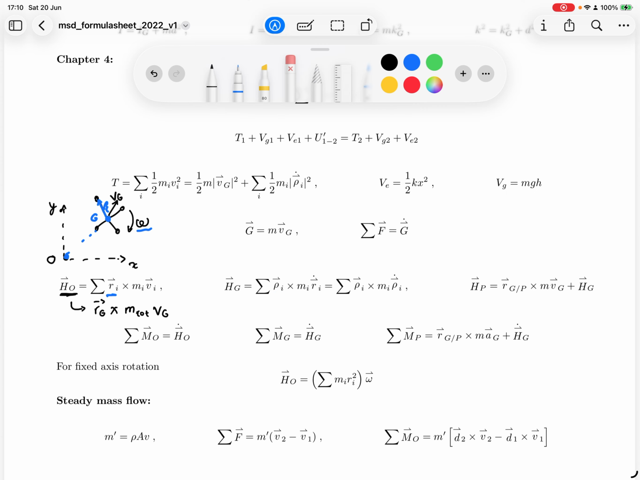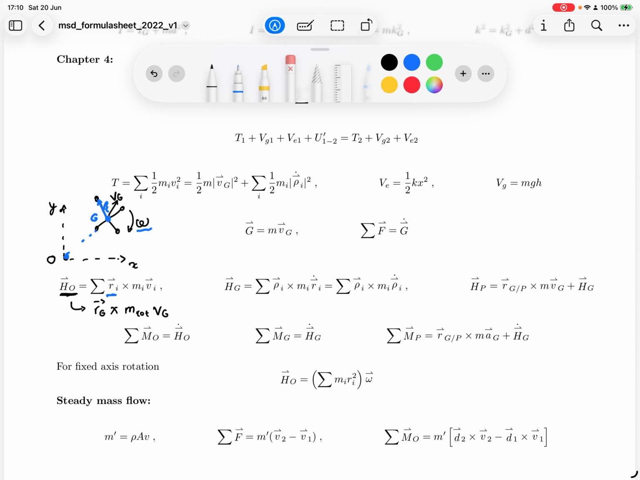Okay, and then if you're taking it about an arbitrary point P, right, and let's say that P was moving, for example, then we'd need to take RG relative to P, right? So the distance of the center of mass relative to a point P, right? And then cross that with M Vg plus Hg, right?